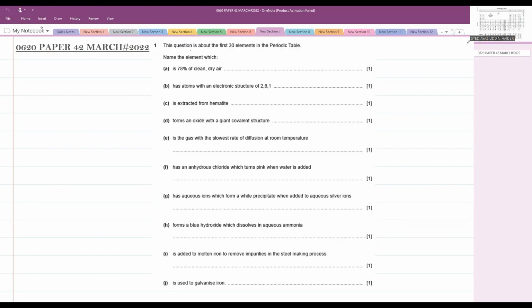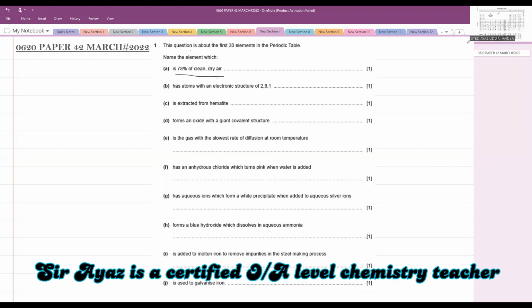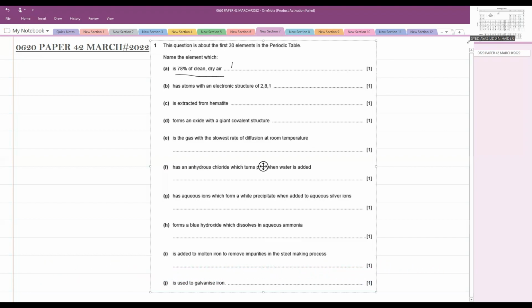Name the element which is 78% of clean, dry air. It's easy, as you know, 78% of clean, dry air is nitrogen. B has atoms with an electronic structure of 2, 8, 1. The answer is sodium. Because if you add these numbers, you will get 11, which is the proton number of sodium. And you know that for any neutral atom, the number of protons is always equal to the number of electrons.